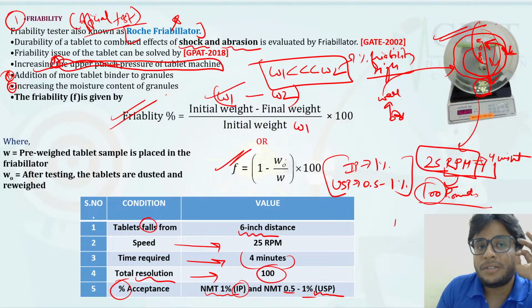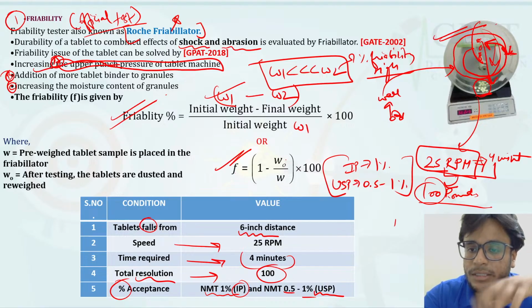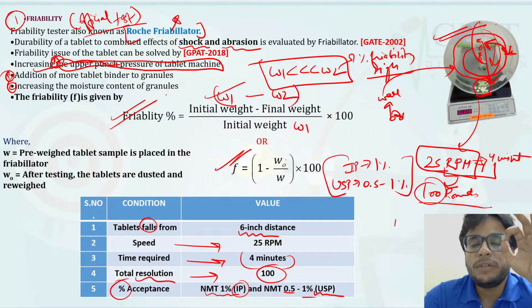There is a strict rule related to the official tests mentioned in the pharmacopoeias for friability. So for IP it is 1%, and for USP it can be between 0.5 to 1%.